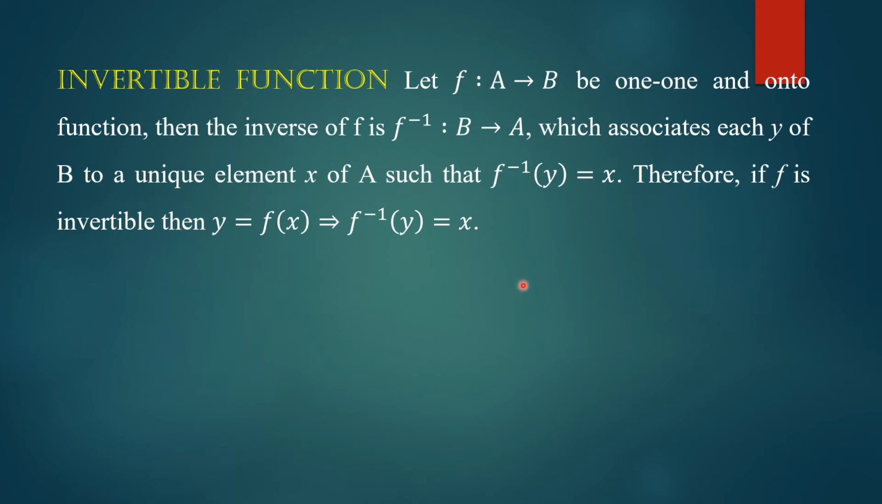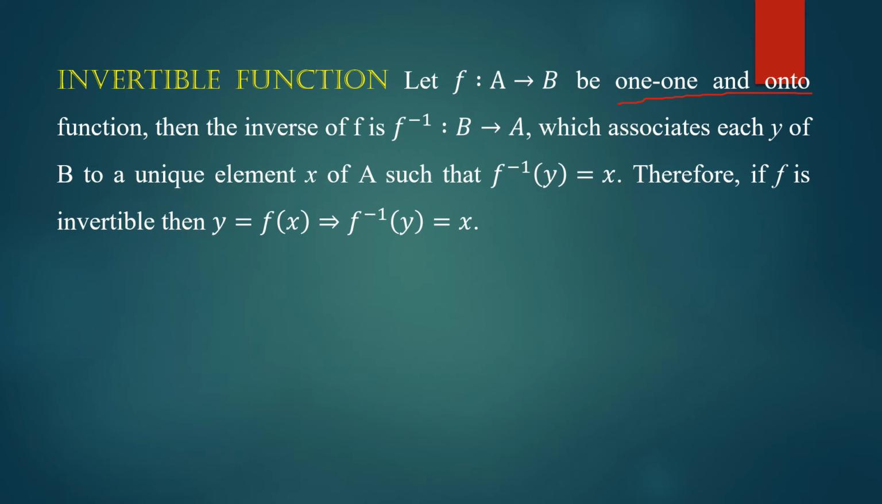So try to understand again, I am repeating this one. f is a function from A to B. Then the inverse of f is a function from B to A. But one important thing is that whenever you are going to find the inverse of a function, the function must be one-one and onto. This is the main condition for a function to be invertible.